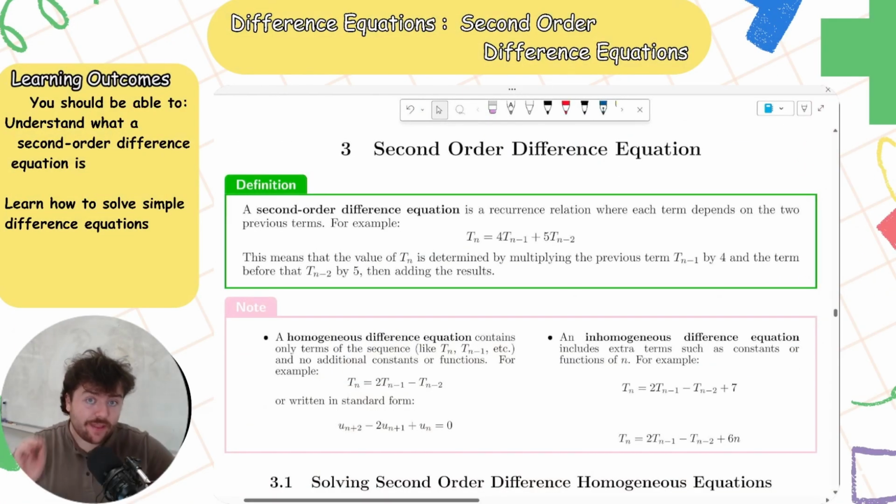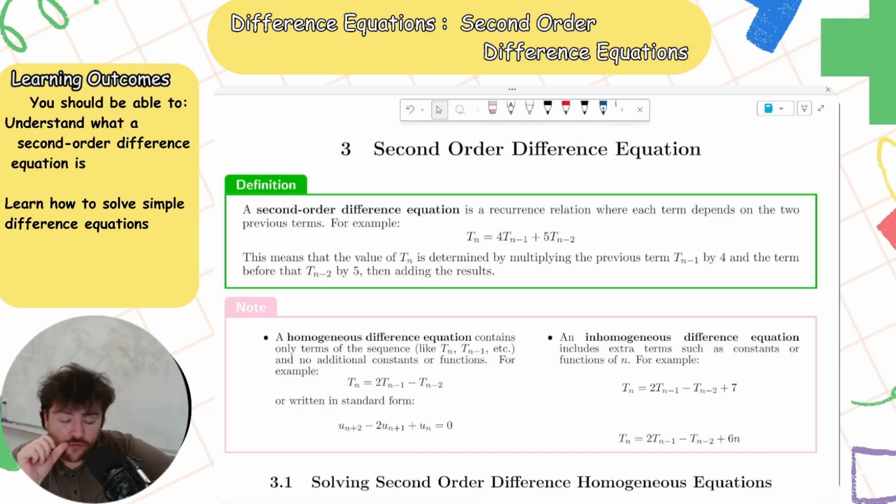Hello everybody. Okay, so in this video we are looking at second order difference equations. So first order difference equations were recurrence relations where we only required the one term. So a second order difference equation is a recurrence relation where we require two terms. So a second order difference equation is a recurrence relation where each term depends on the two previous terms.